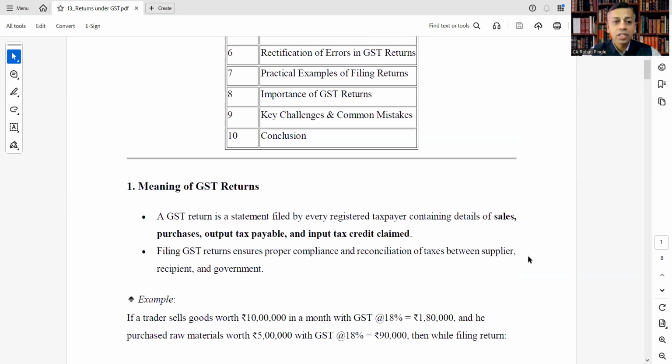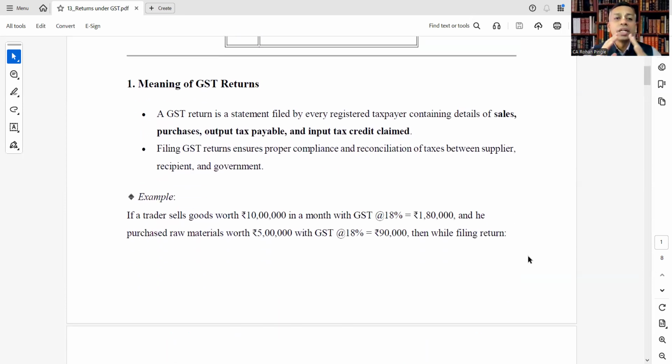So let's start. Meaning of GST returns. A GST return is a statement filed by every registered taxpayer, containing details of sales, purchases, output tax payable, and input tax credit claim. These are the contents of the returns.